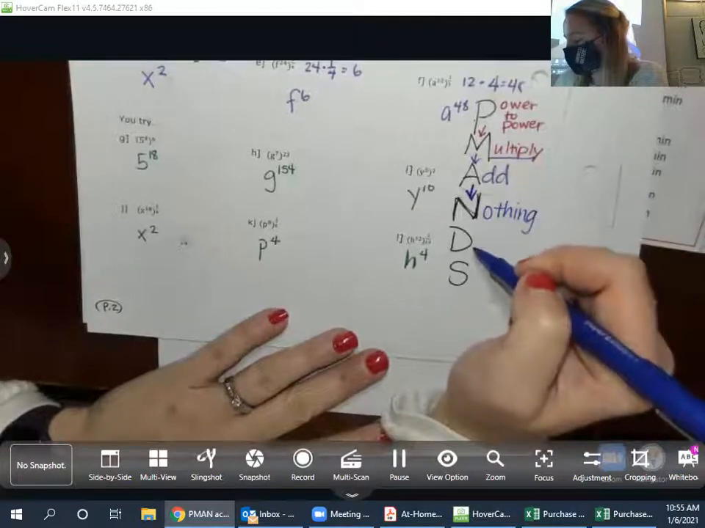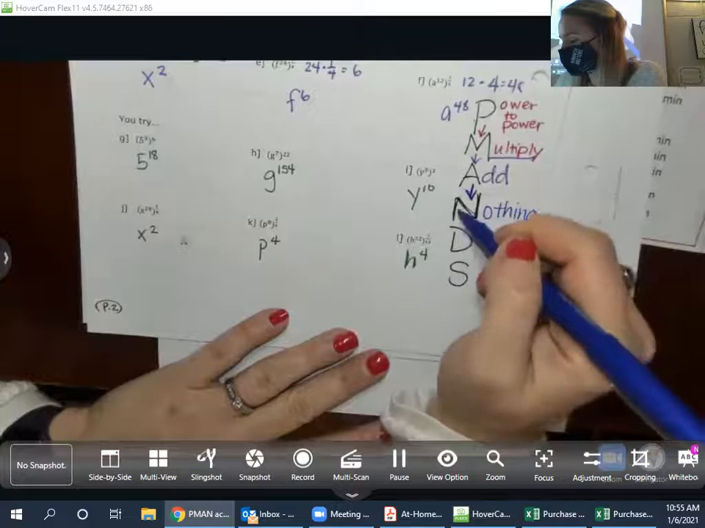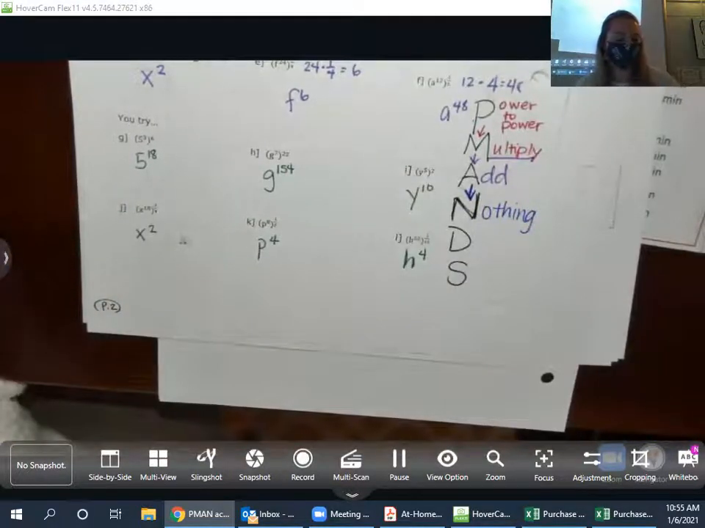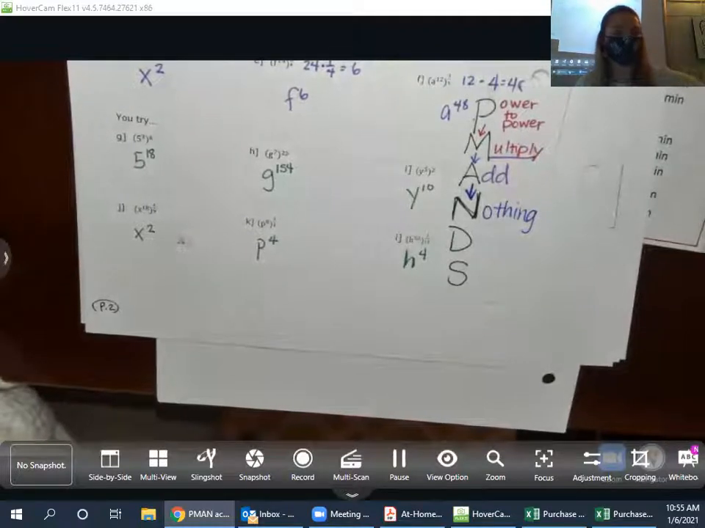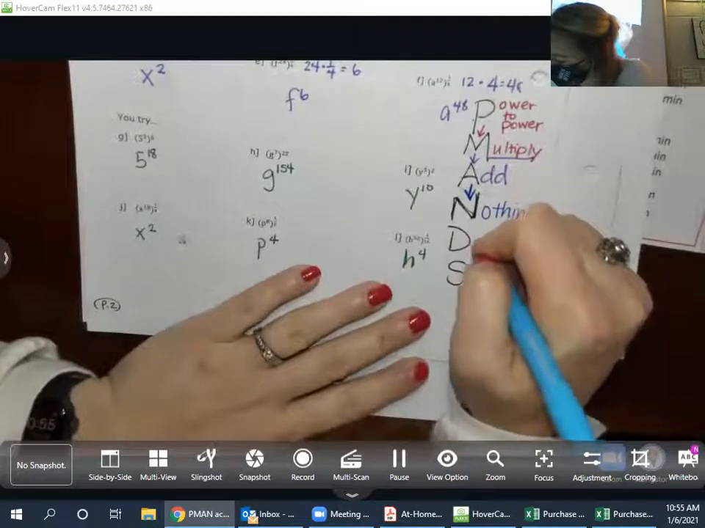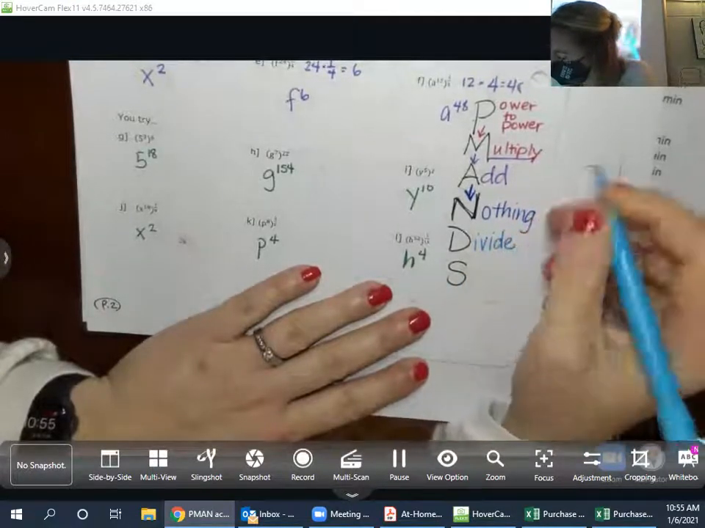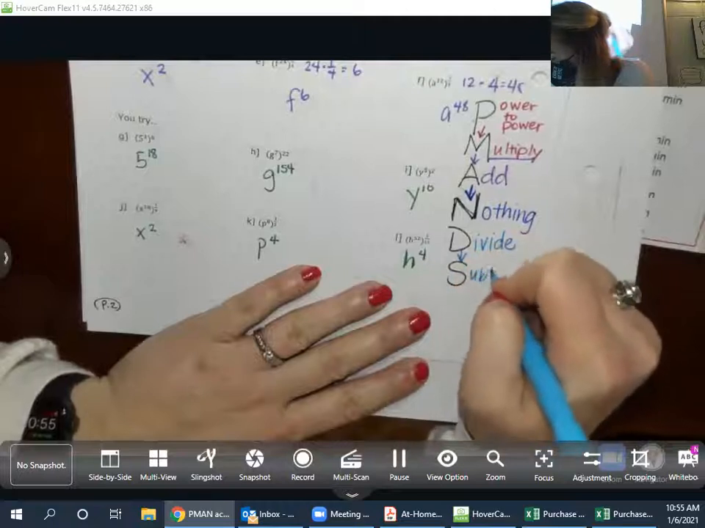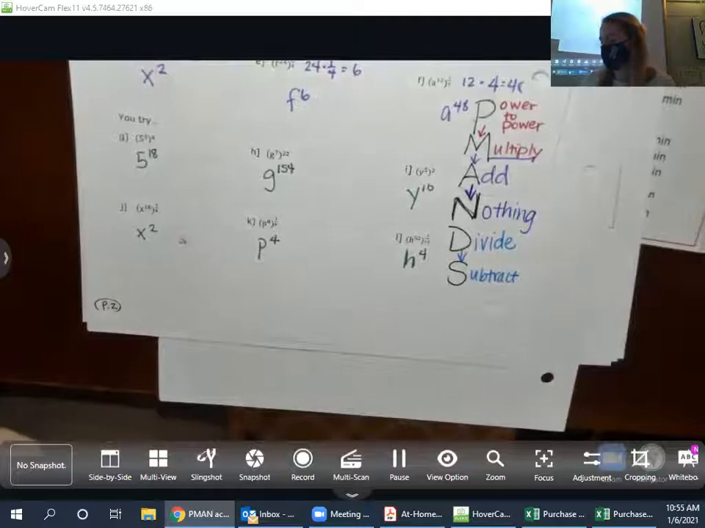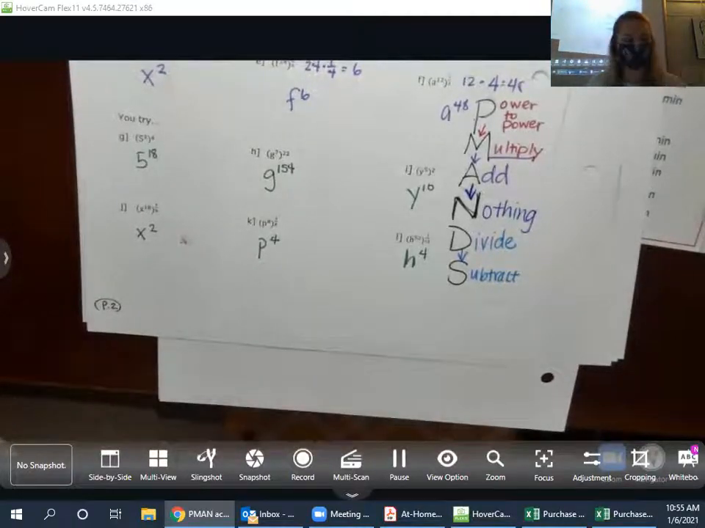Okay, now I add this DS part. It doesn't have anything to do with this N. It's not connected to the N. But it is an important part that helps me remember those last rules. If you're dividing, then you subtract your exponents. If you are dividing exponents, then you subtract your exponents.